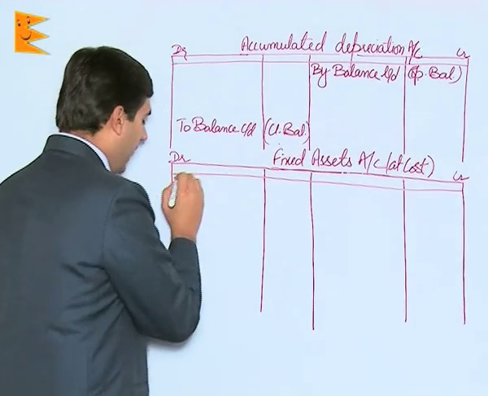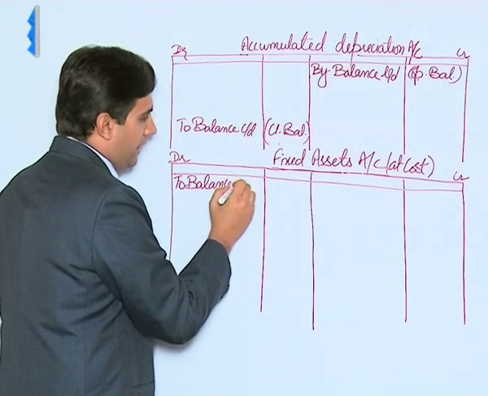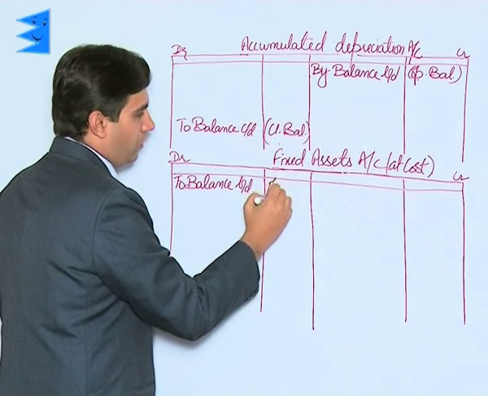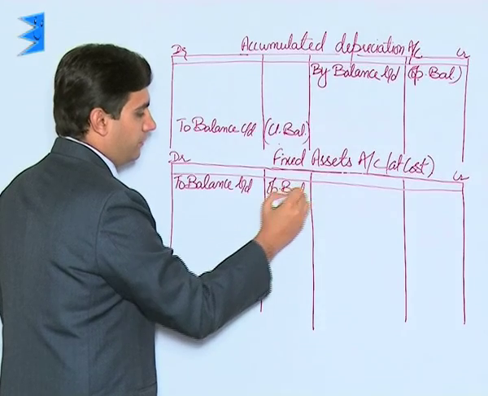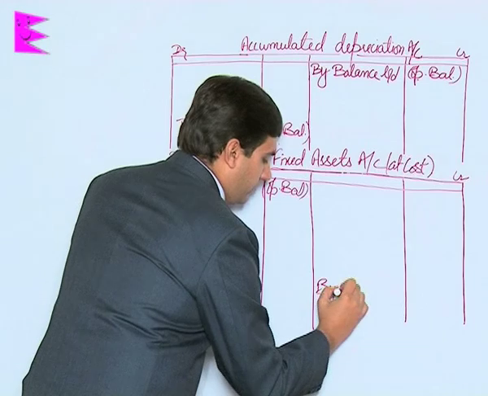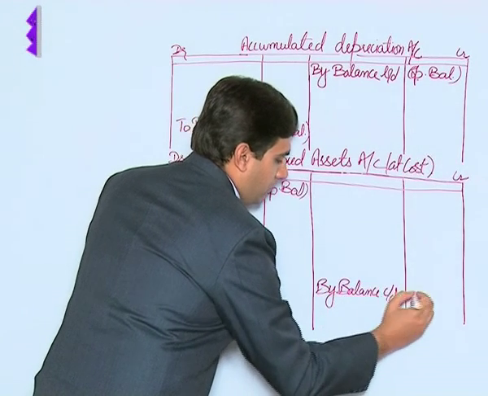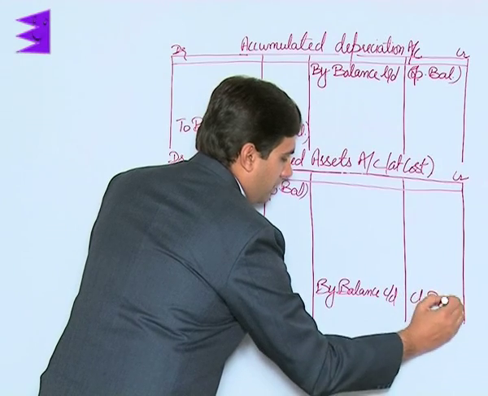Similarly, assets will have debit balance, that would be to balance brought down, opening balance, and the closing balance would be here by balance carried down, closing balance.